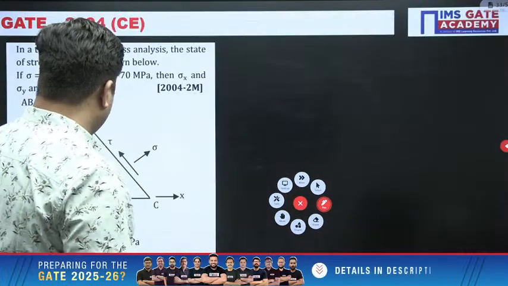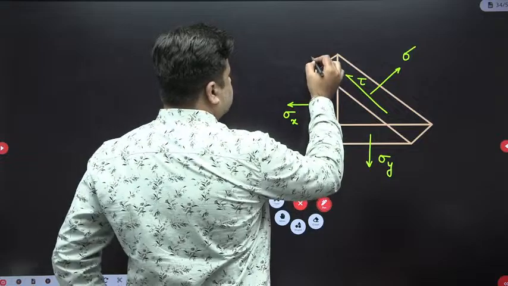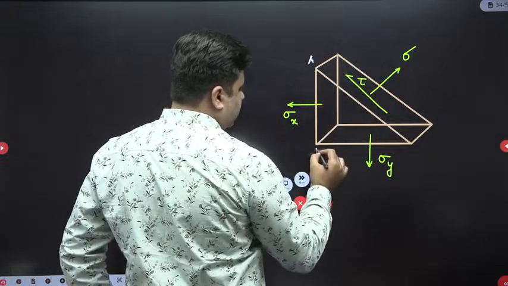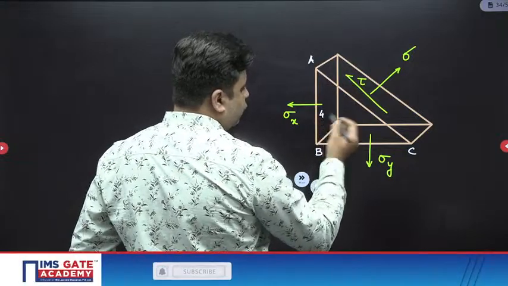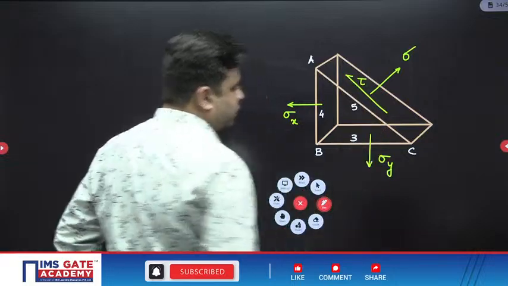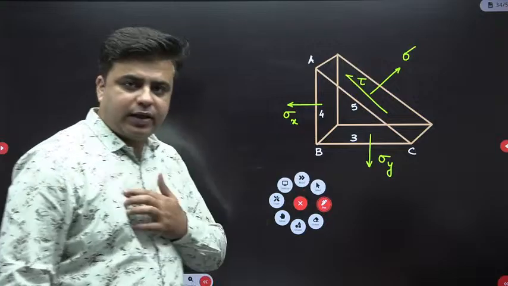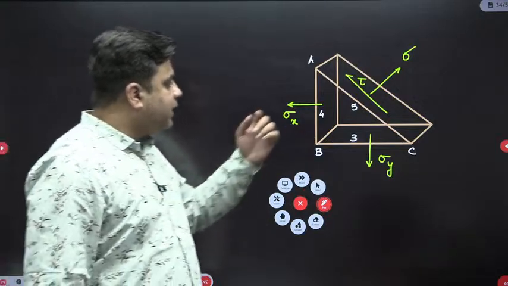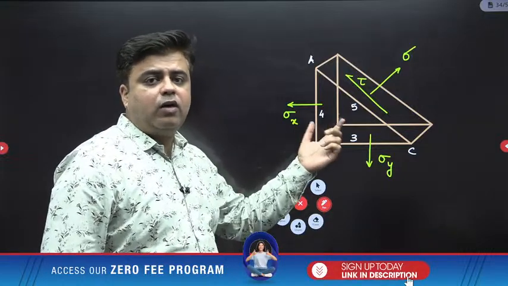Let me just name this. This is A, B and C, and AB is given to you as 4. AB is 4 meter, 4 units, BC is 3 units and this AC is 5 units. You need to find out the value of sigma x and sigma y. Okay, sir. How we can calculate this without even applying the formula? By using the basics, how we can solve the equation.